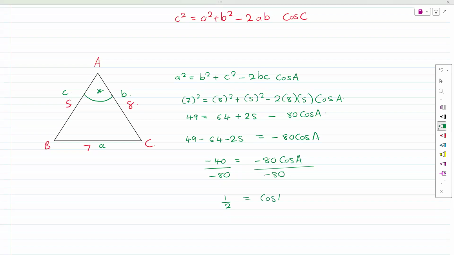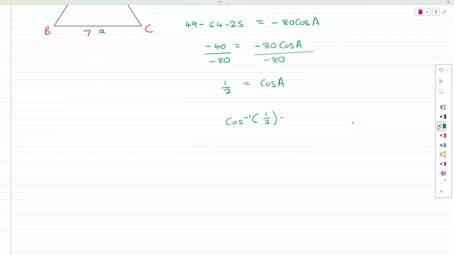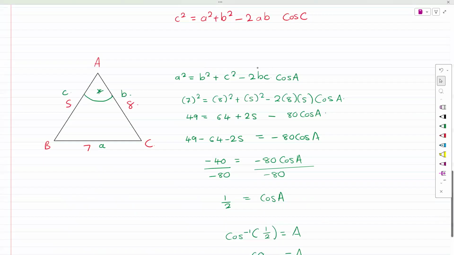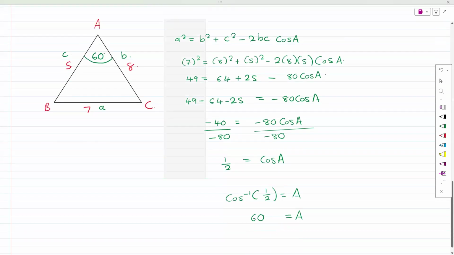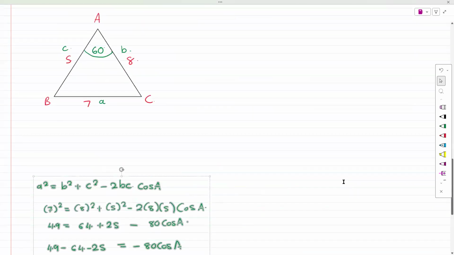cos A. Now, guys, to solve an unknown angle, we know we use shift cos. So it's going to be shift cos of half equals A. So A equals 60. That's all there is to this question. Now, this is 60. We could go and calculate all of the sides again, but we don't need to. This is A.